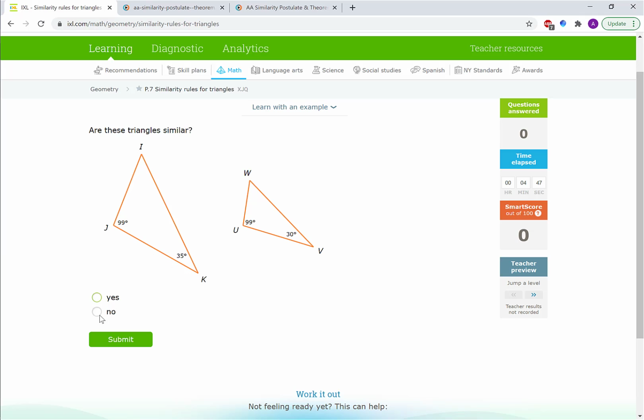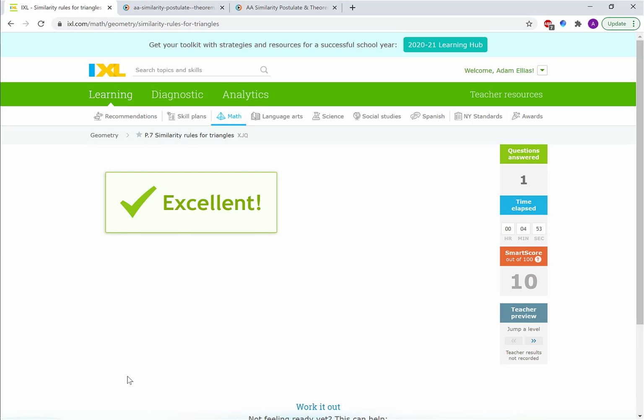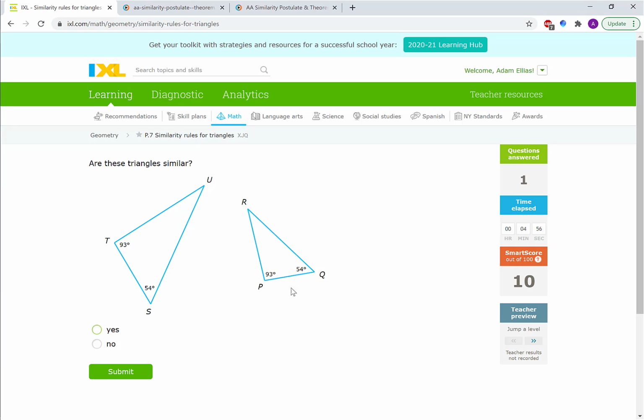So here I'm going to say no, they're not similar, because yeah, 99 is the same, but 35 is different than 30. Yeah, these are similar, because 93 is the same as 93, 54 is the same as 54, boom, they are.